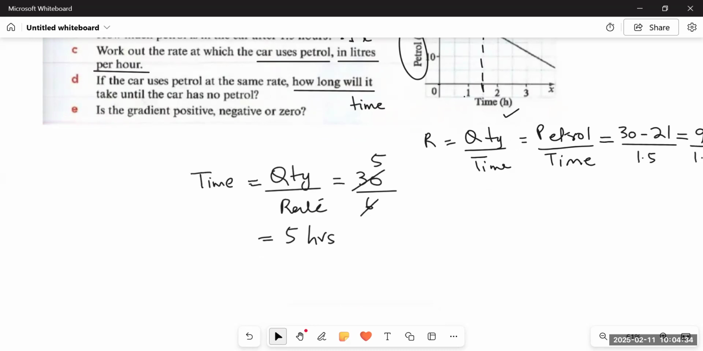Right? And is the gradient positive or negative or 0? Since the line is going downwards, it means the gradient is negative.